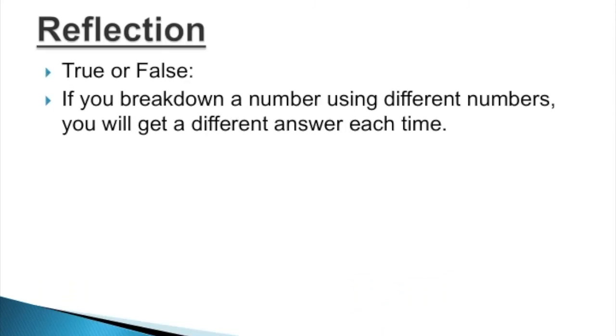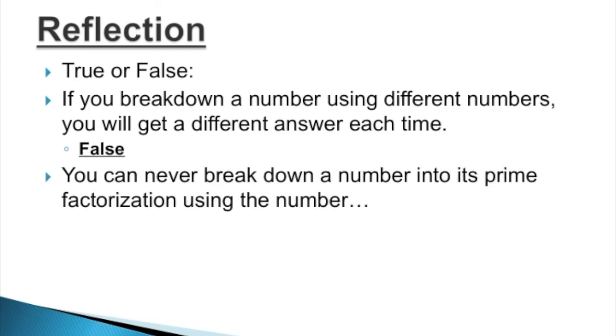True or false? If you break down a number using different numbers, you will get a different answer each time. Basically, like I said before, if you had the number 100 and had to find the prime factorization, if you use the numbers 2 times 50 instead of 10 times 10, basically, what this is saying is that you would get a different answer each time, and that is simply not true, so that is false. You're going to get the same answer every time, no matter what numbers you use.